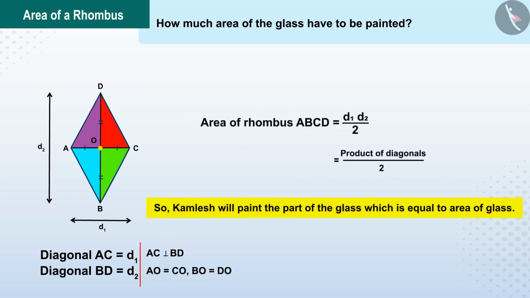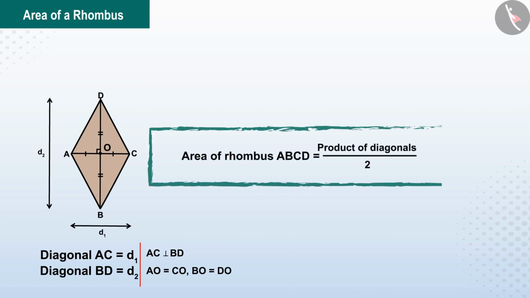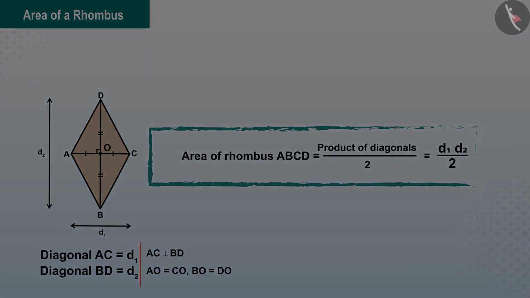Kamlesh will paint the same part of the glass as the area of the glass. Today in this video, we learned to find the area of a rhombus. In the next video, we will see an example based on this.